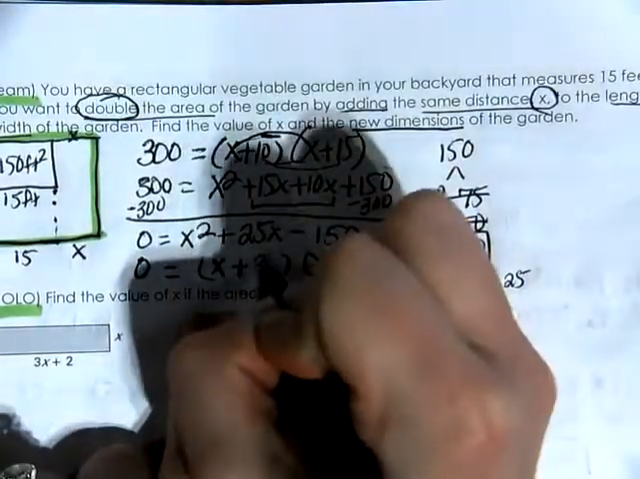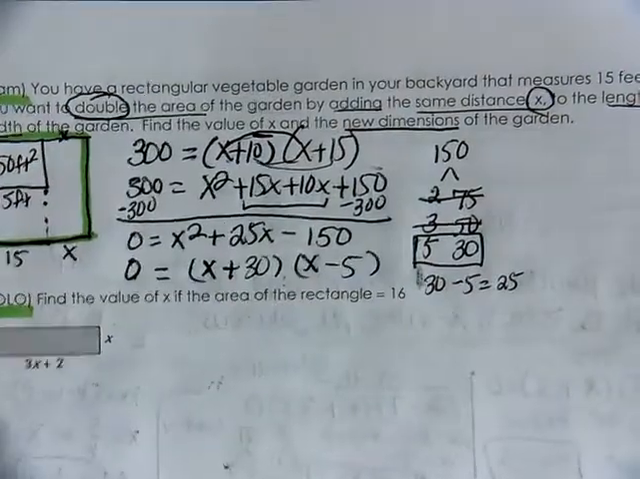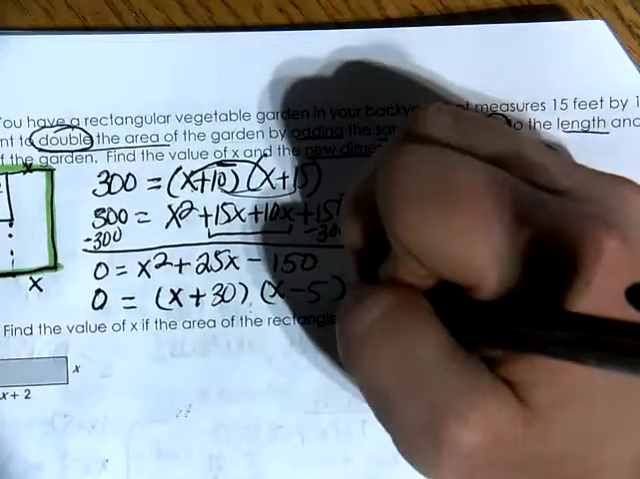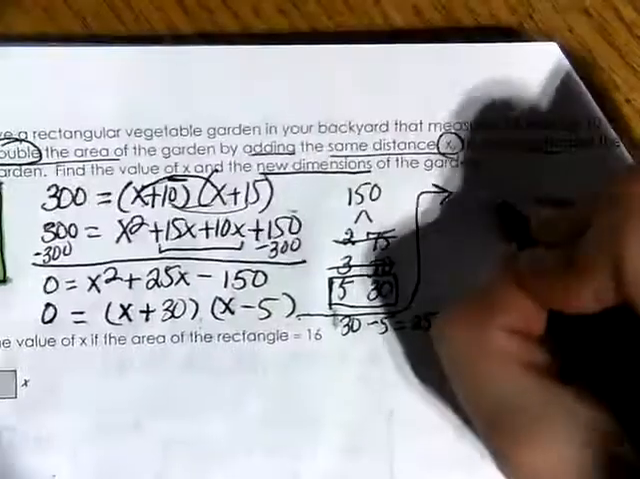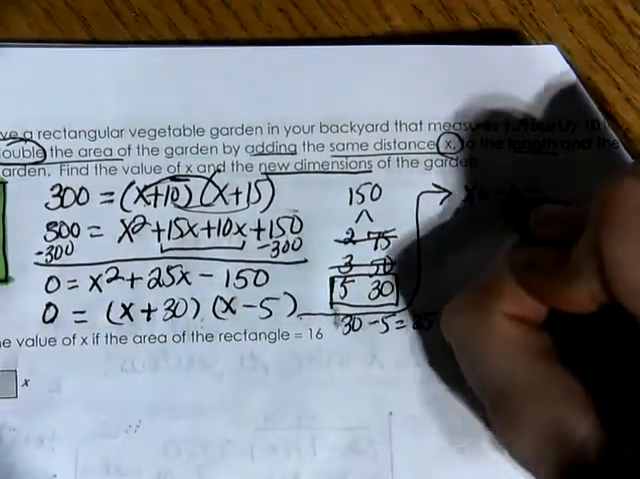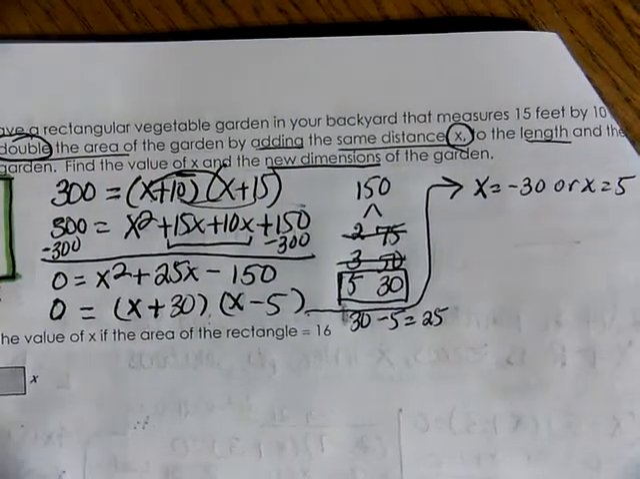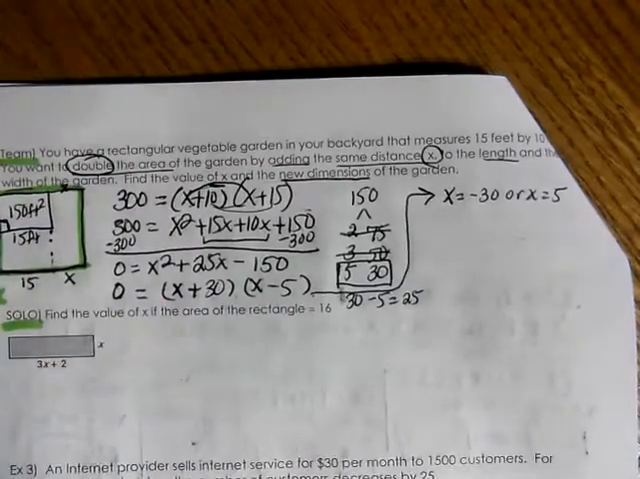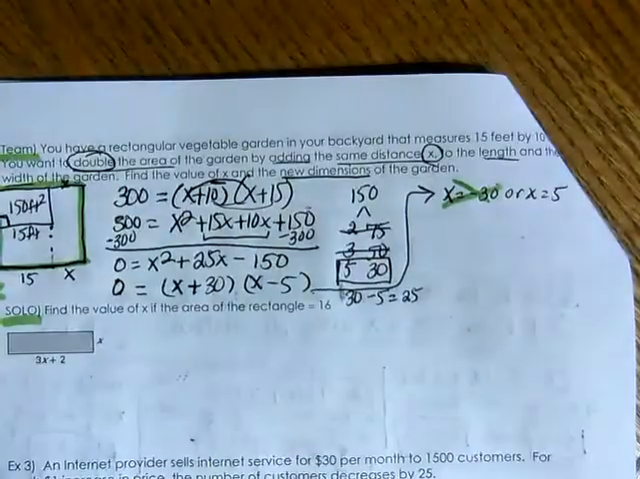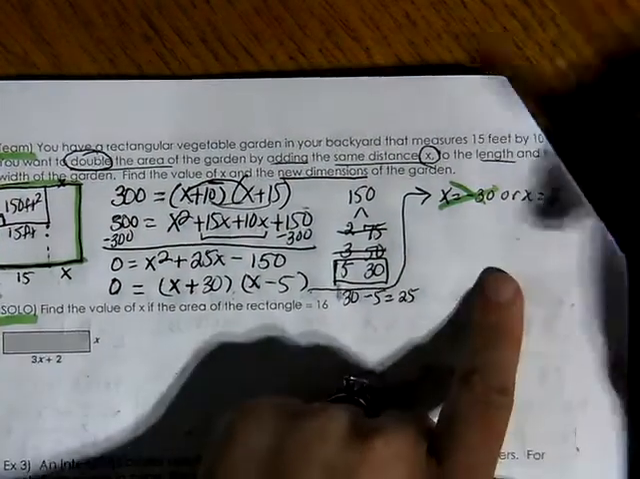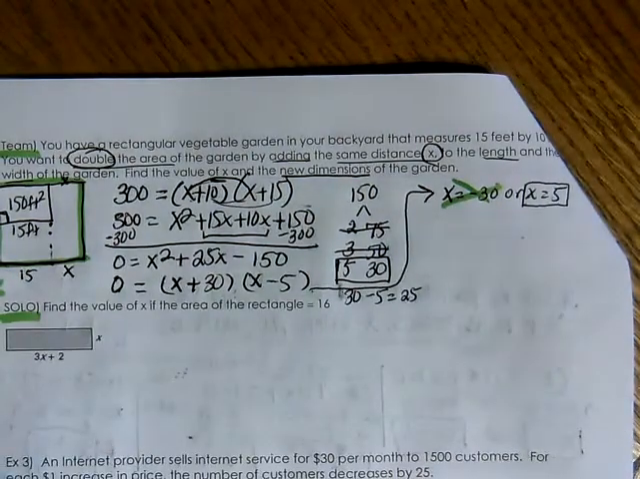So I need a plus 30 in one of my parentheses and a minus 5 in my other parentheses, which means that if I were to solve this equation, I would have two solutions. I would have x is equal to negative 30, or I would have x is equal to 5. Now, we're talking about length. So would x equal negative 30 make sense in this problem? No, it would not. We cannot have negative length. So that tells me that x equals 5 is the value of x that I'm going to be working with.